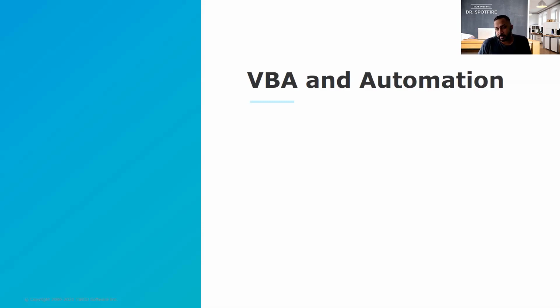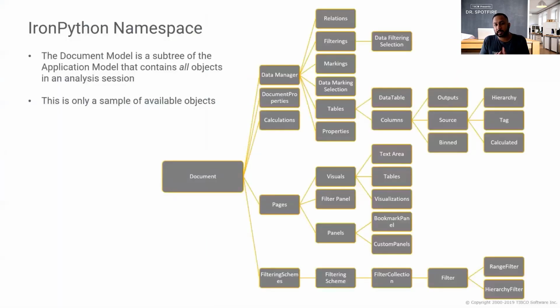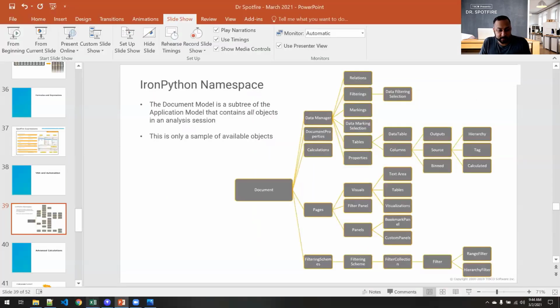Now, when it comes to calculations, that's done with data functions, and I'm going to talk about that in a second. But with Iron Python, this is kind of an overview of how it works. You have a document, your DXP is called your document, and you have what's called the namespace, and this is a document model. So you can access your markings, you can access your filterings, that's all within the data manager. You can access a text area or tables or other charts, and that's within the visuals, which is within the pages. This is a sample. There are thousands of these, but this is a sample of what the Iron Python namespace is.